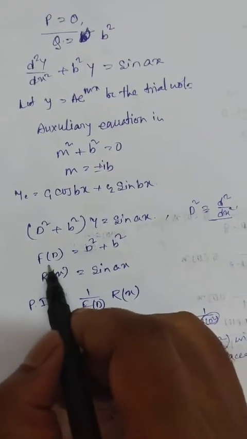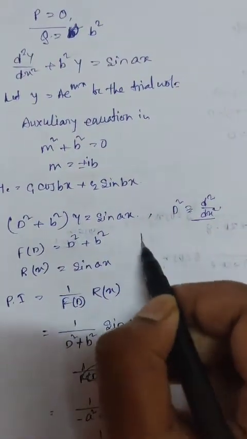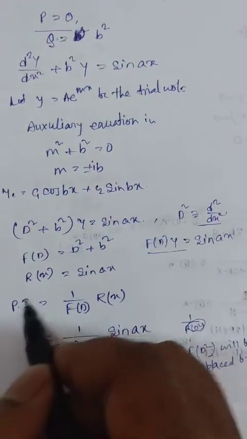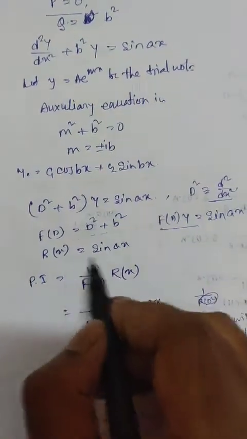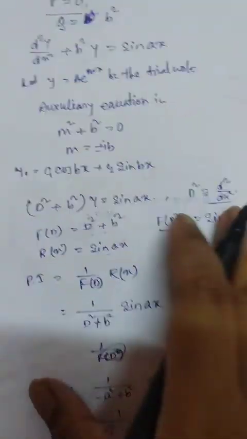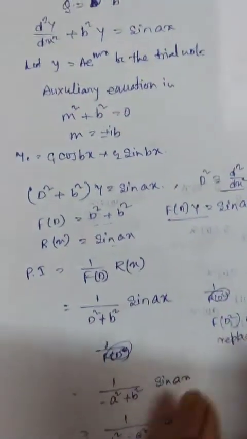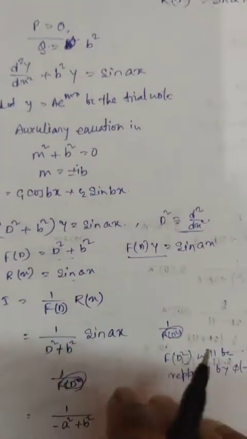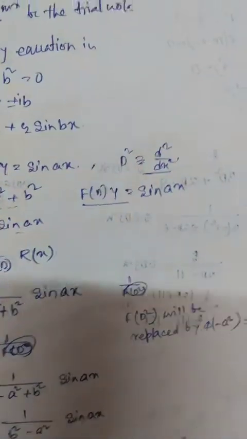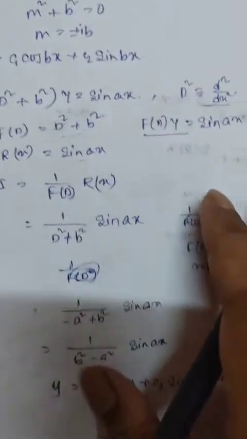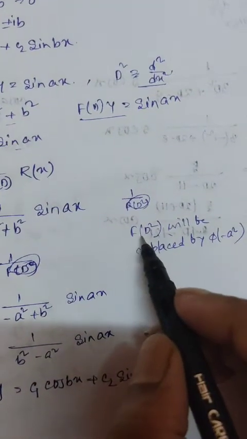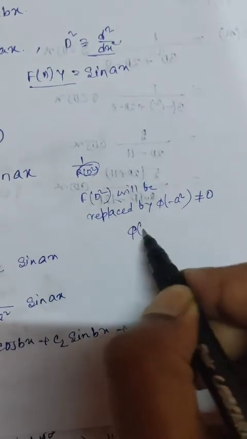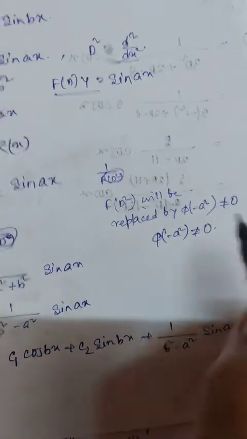So here, if we consider f of d y is equal to sin x, where f of d is equal to d square plus b square and r of x is equal to sin x, the particular integral will be 1 by f of d r of x. Now we have to know how to find the particular integral when r of x is equal to sin ax. In that case the d square term in f of d square will be replaced by minus a square, provided phi of minus a square is not equal to 0.